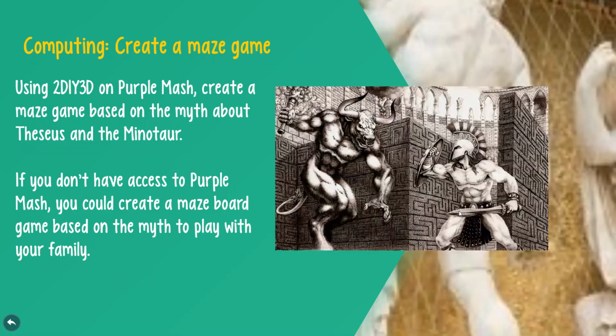And then we've given you a computing task for this week, and that's to create a maze game. So just like we were doing before we broke up, using 2DIY 3D on Purple Mash, can you create a maze game based on the myth about Theseus and the Minotaur? Now that is one of my favourite Greek myths from when I was at school. Now don't panic if you don't have access to Purple Mash, because what you could do is create a maze board game for your family to play. So you might want to make it out of cardboard or maybe Lego, or again, you might have some Play-Doh or something and make it 3D. It might just be 2D on paper, and that's absolutely fine. Okay, so you've got two options there as well.